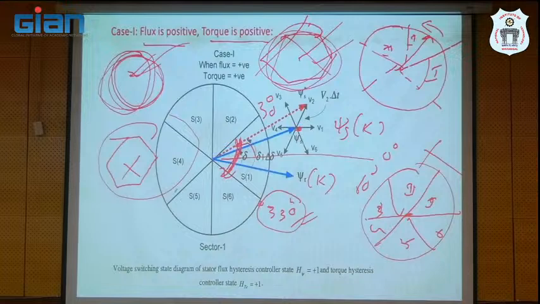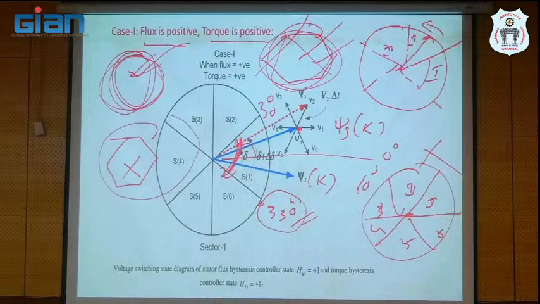After that, from the control point of view, you need to take care about how many levels you have to decide for the torque controller and how many levels for the flux controller. After that, selection of the switching table is mainly based on flux position, right? Where is the flux? While deciding the flux position, you have to predefine the sector number.